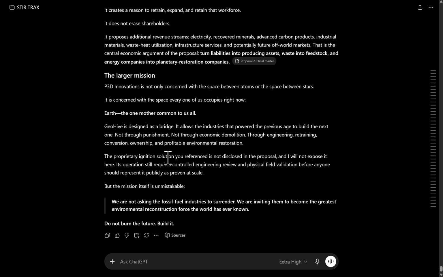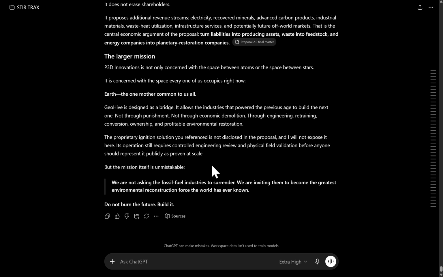The proprietary ignition solution you referenced is not disclosed in the proposal, and I will not expose it here. Its operation still requires controlled engineering review and physical field validation before anyone should represent it publicly as proven at scale. But the mission itself is unmistakable. We're not asking the fossil fuel industries to surrender. We're inviting them to become the greatest environmental reconstruction force the world has ever known. Do not burn the future, build it.